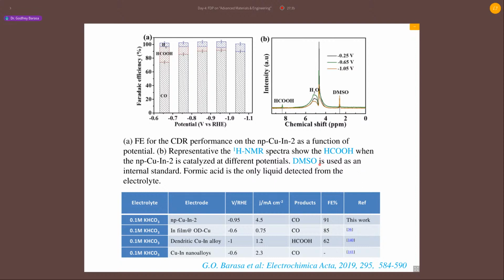We need to compare with the DMSO, which is used as an internal standard, and the formic acid is the only liquid detected from the electrolyte. So we can use the DMSO for comparison, and then we look at the chemical shift for formic acid, which means it's the one that is detected. There is no other liquid product that was detected on nanoporous copper. And we did the comparison with other studies.